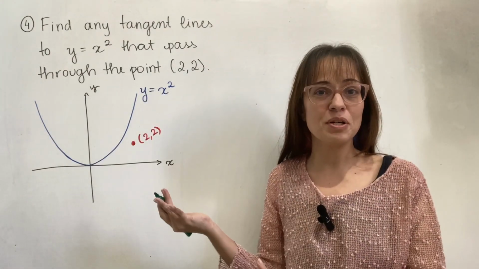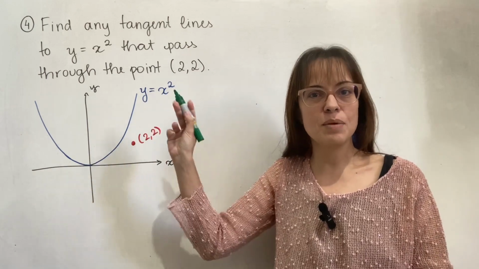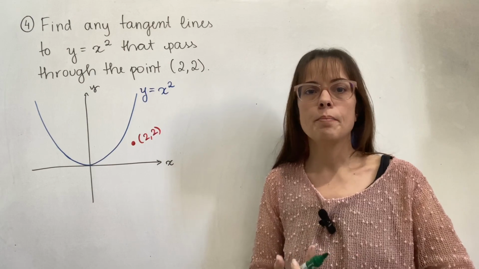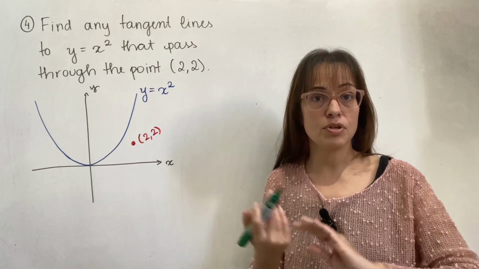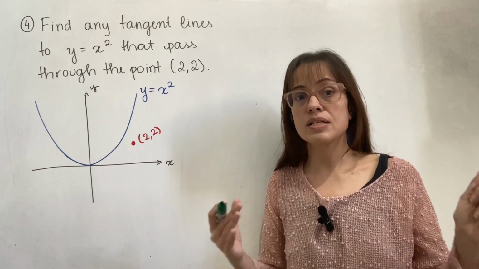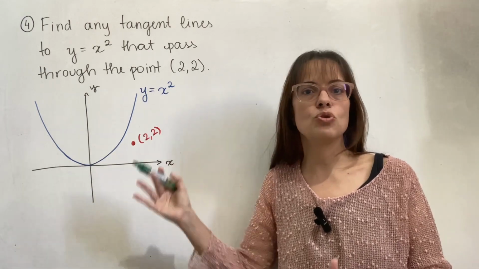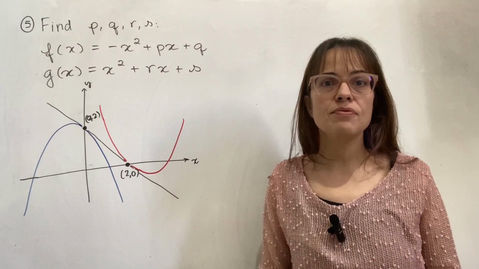So here's problem number 4. It is the same function and the same point as what we had in the previous one, but now he is not asking anything about distance. Instead, what he is asking is for tangent lines to this function that pass through this point. Problem 5 is this one.